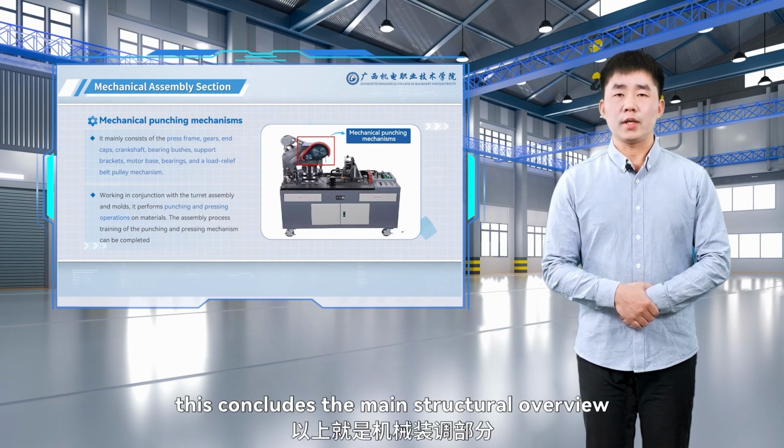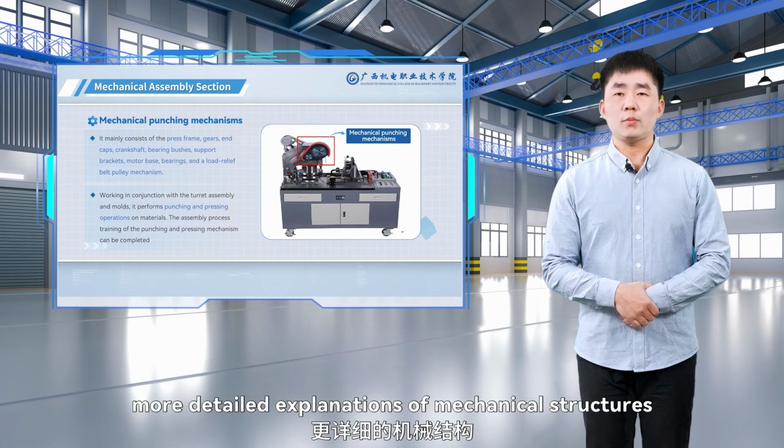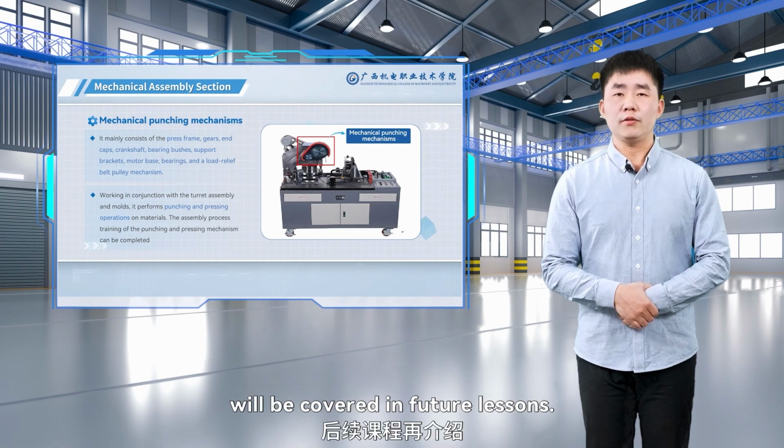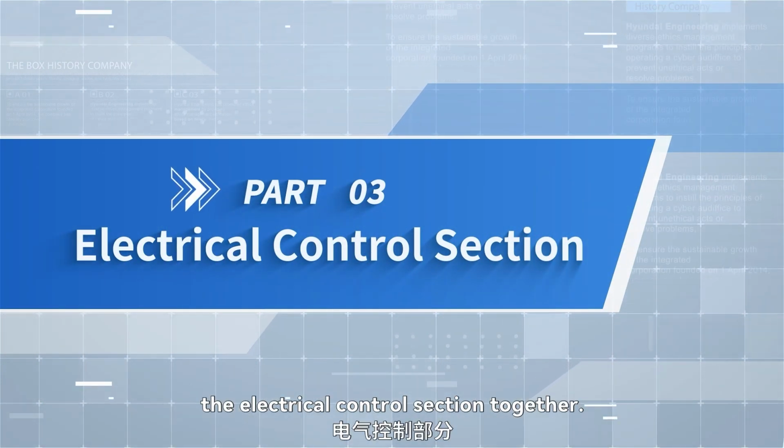This concludes the main structural overview of the mechanical assembly section. More detailed explanations of mechanical structures will be covered in future lessons. Now, let's learn about the electrical control section together.